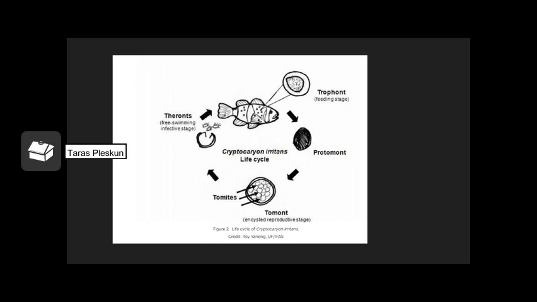This is the life cycle of Cryptocaryon irritans. Paramount to understand this in order to be able to confront this disease. So it has a very similar lifestyle as Ichthyophthirius multifiliis. So we have the trophont. It's the feeding stage, the oil rig run by vampires tapping all the fluids. That will detach into the sinking stage called the protomont, which will sink down into the sediment or somewhere else in a nook or cranny in the aquarium.